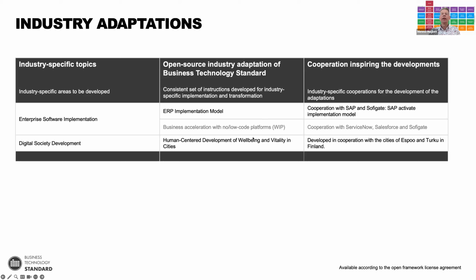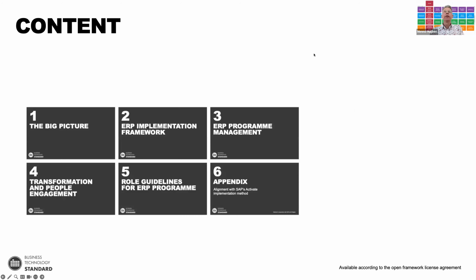So we call these industry adaptations to make the difference that this is really applying the business technology standard and the operating model to a specific topic, rather than going deeper, like the extensions do, on a specific governance or management area. So this one has been developed also. We have been talking with SAP, Sovicate, and several of our partner organizations to come up with the content for this. I show you the content.